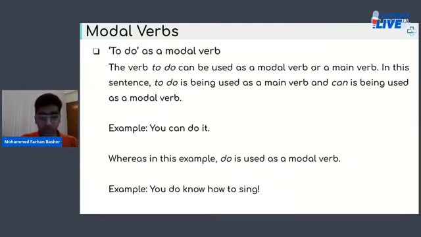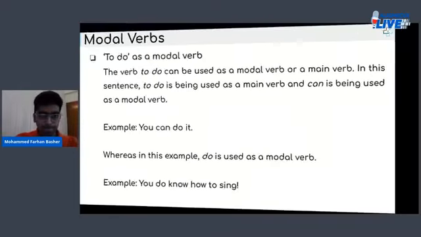Follow? Okay, I hope I was clear enough. If I wasn't, do let me know. I'll explain it again if I wasn't clear enough.